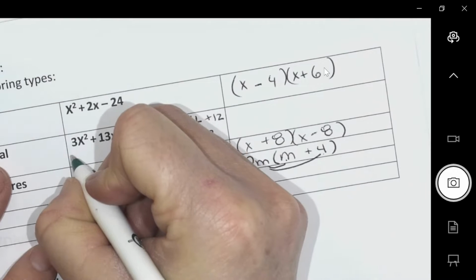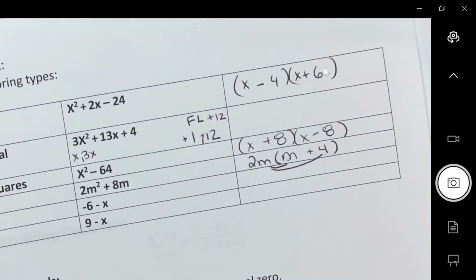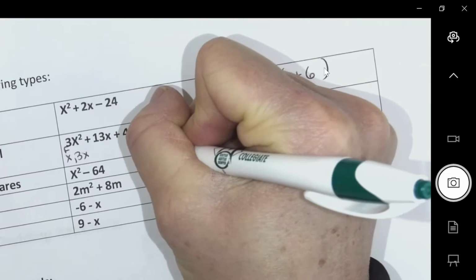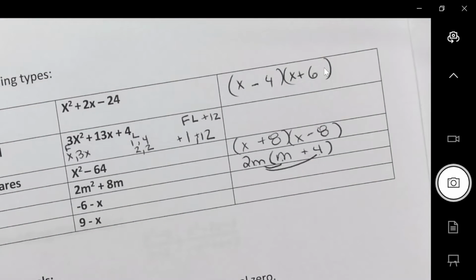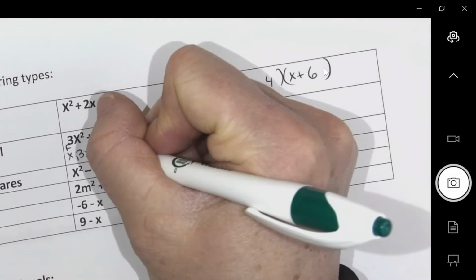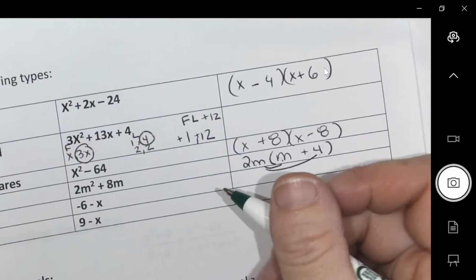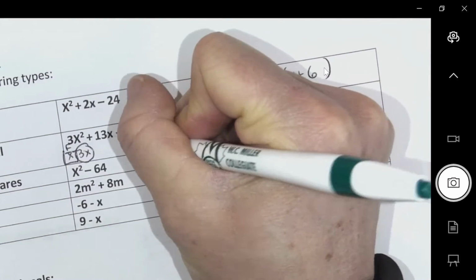So I need to go x times 3x. Boom, that's the only option there. For the last, I could do 1, 4 or 2, 2. So I need to make partners that make a 12 and a 1. 4 and 3 in order. So I'm going to have to pick not the 2, 2. So 4 and 3 make a 12, 1x and 1 make a 1.